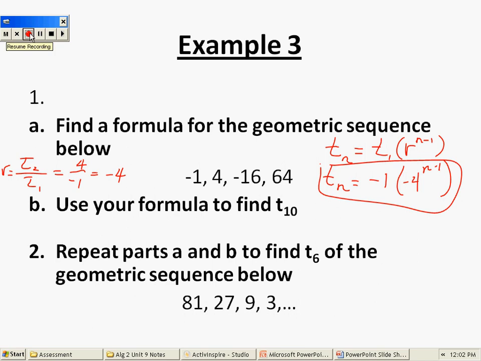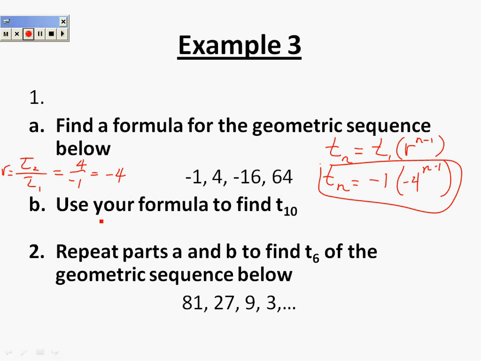Okay, so to find T10, all we're going to do is plug it in. So here we go. T10 is equal to -1 multiplied by -4 raised to the 10 minus 1 power. Okay, now we're going to want to use calculators for this first of all. Well, first of all, we could do 10 minus 1 in our head. That's pretty easy. So let's do that. -1 times -4 to the 9th.